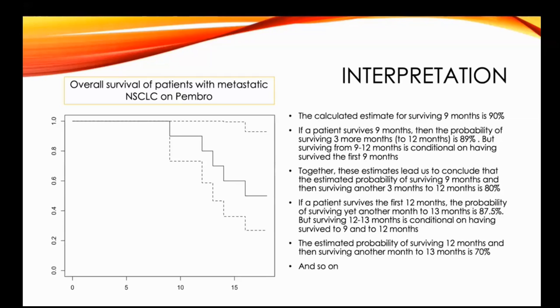But for surviving from 9 to 12 months is conditional on having survived the first 9 months. So together, these estimates lead us to conclude that the estimated probability of surviving 9 months and then surviving another 3 months to 12 months is 80%. If a patient then survives the first 12 months, the probability of surviving yet another month to 13 months is 87.5%. But surviving 12 to 13 months is conditional on having survived to 9 and to 12 months. So the estimated probability of surviving 12 months and then surviving another month to 13 months is 70%, and so on.